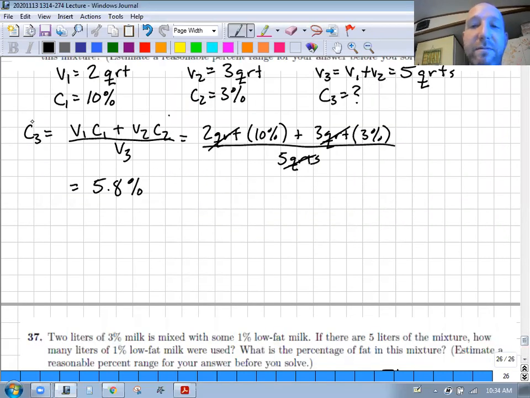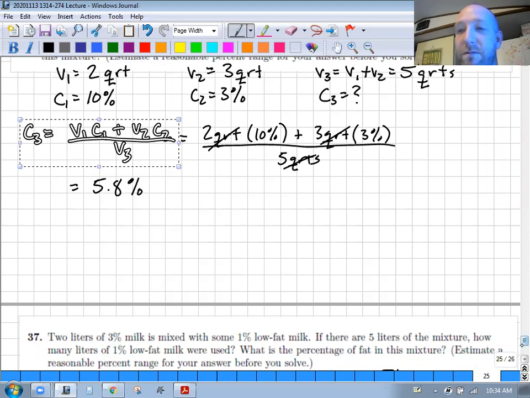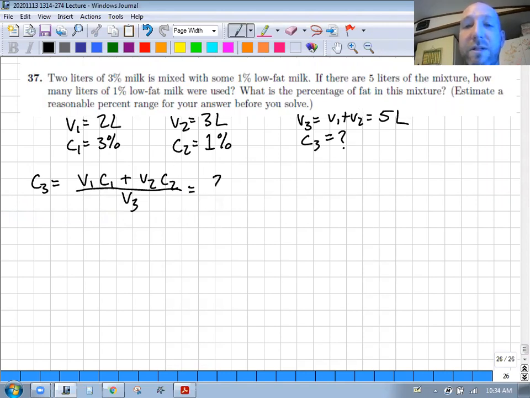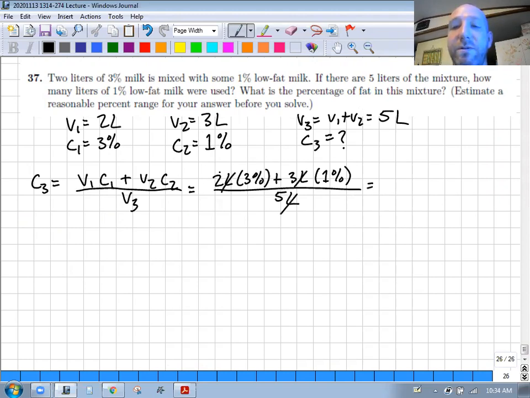Same equation. So we got 2 liters at 3%, and then 3 liters at 1%, over 5 liters. Liters goes away. So we have 2 times 3 is 6. 3 times 1 is 3. 6 and 3 is 9. 9 divided by 5 is 1.8%.